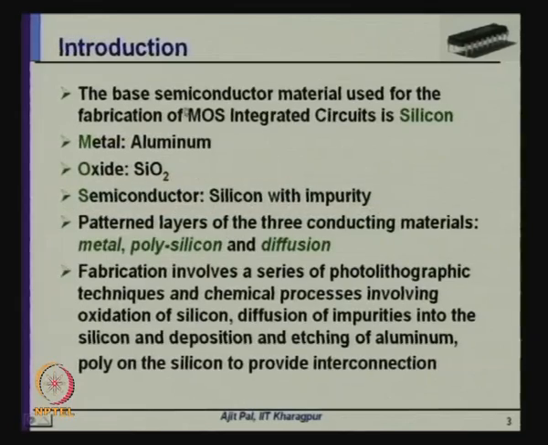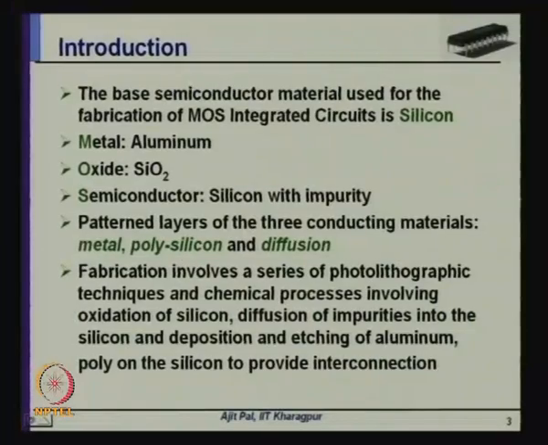As you know, the base semiconductor material used for the fabrication of MOS integrated circuits is silicon. Silicon is a material which is available in abundance in nature, and it is very cheap. So, there is no dearth of raw material. In nature you get plenty of silicon in the form of silicon dioxide or sand.